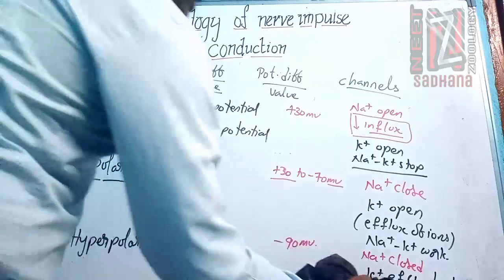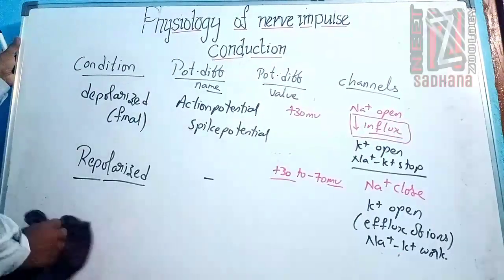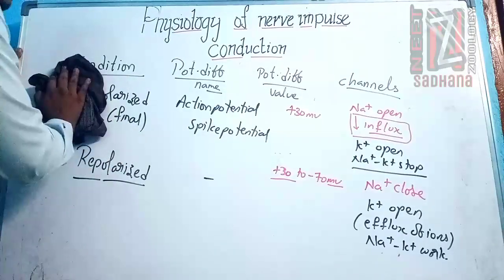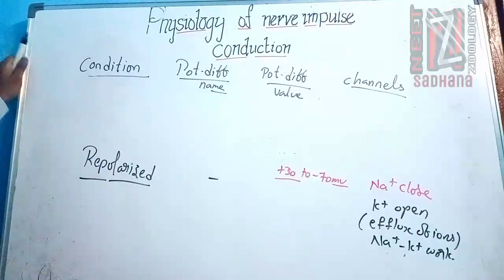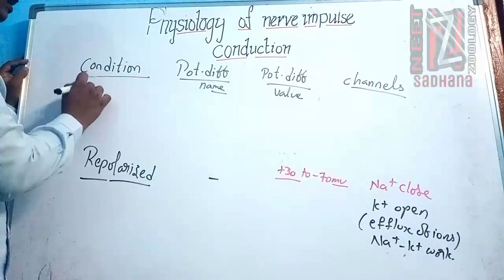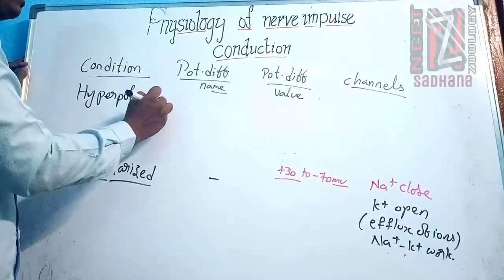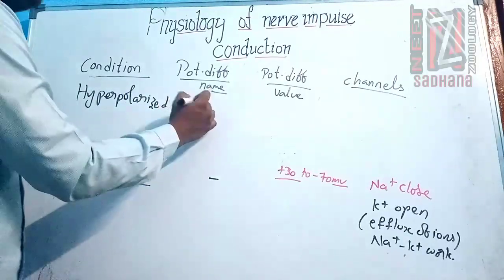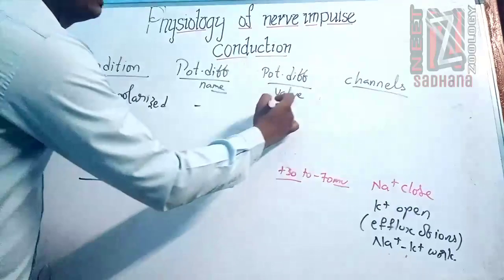So I just write above this point, the hyperpolarization. Again I write above because I don't think it's visible. So coming to the last one, that is hyperpolarization again. In the hyperpolarized state, what happens here? There is no specific name for it, but what is the value? It reaches minus 90 millivolts.